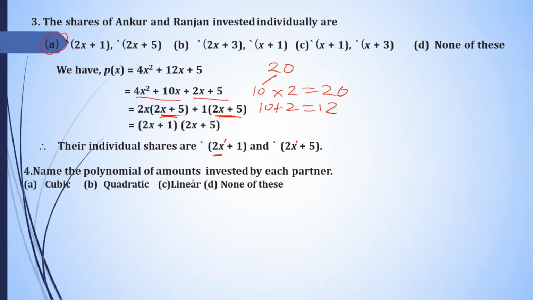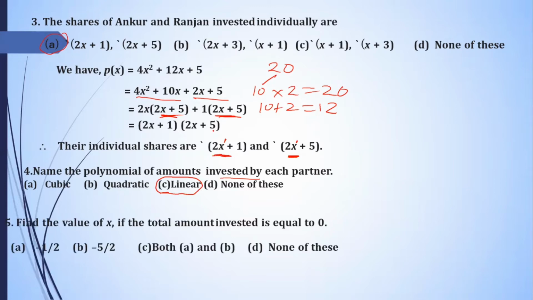So the polynomial of amounts invested by each one: Ankur has invested this amount, and this is the amount invested by Ranjan, and the polynomial of the amounts invested by each partner is a linear polynomial. So why is it called a linear polynomial? A polynomial with degree 1 is called a linear polynomial. Is that clear, children? Okay.